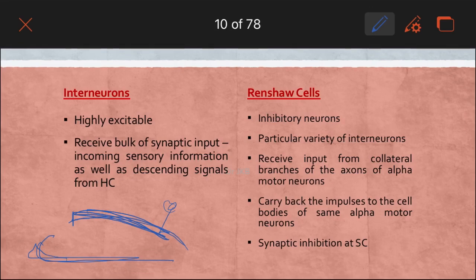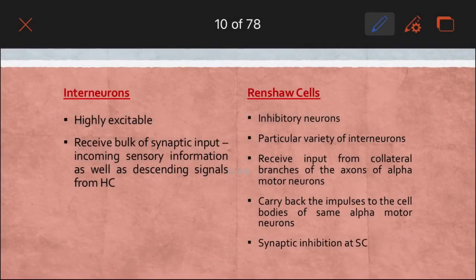There might not be any neuron in between, but if there is one more neuron or many more neurons in between, these neurons are called interneurons. Renshaw cell is a type of interneuron and it is inhibitory. This particular variety of interneuron, the Renshaw cell, is an inhibitory neuron. They receive input from collateral branches of the axon of the alpha motor neuron.